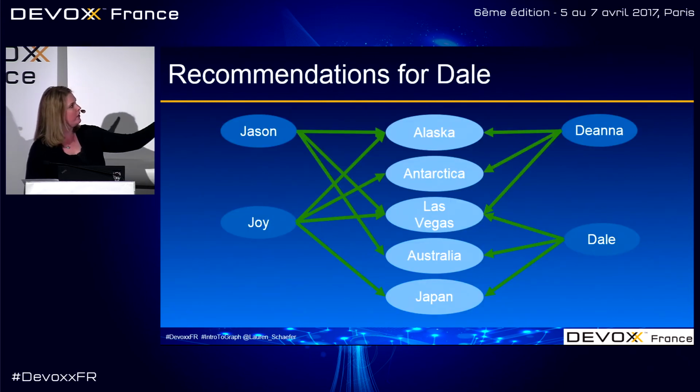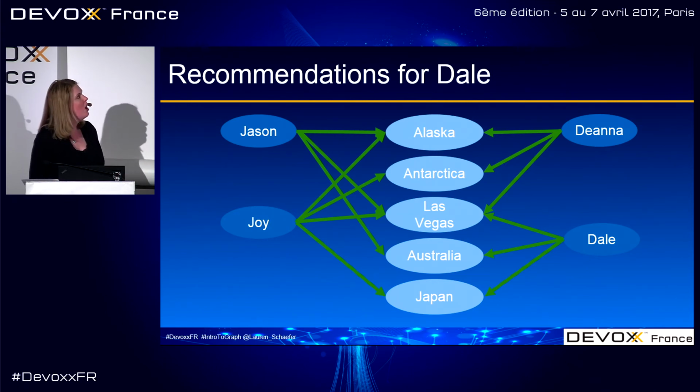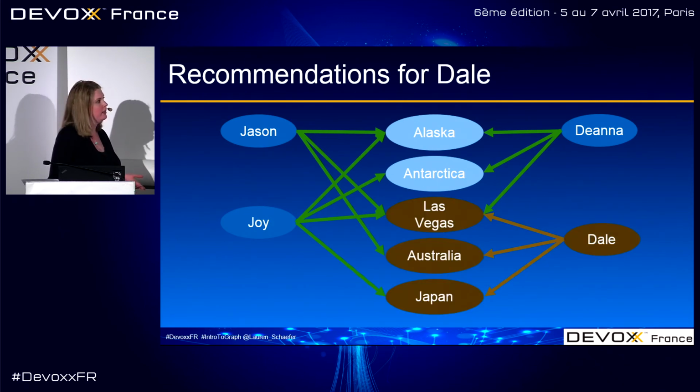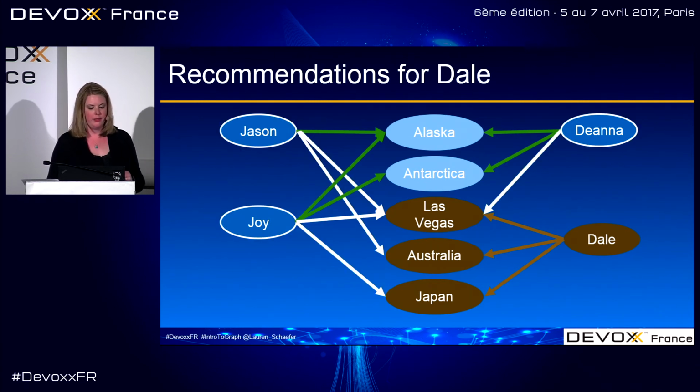I'm going to do it in PowerPoint first so you can see the diagram, what's happening, and then we're going to convert it to a single query. So let's say we want to generate recommendations for Dale. The first thing we want to do is find out what Dale has already bought. So we'll traverse in along his buys edges, and we can see he's bought Las Vegas, Australia, and Japan. Then we want to see who else has bought at least one of those other prints. So I'm going to traverse out from those 3 prints, and I get 3 users, Jason, Joy, and Deanna.